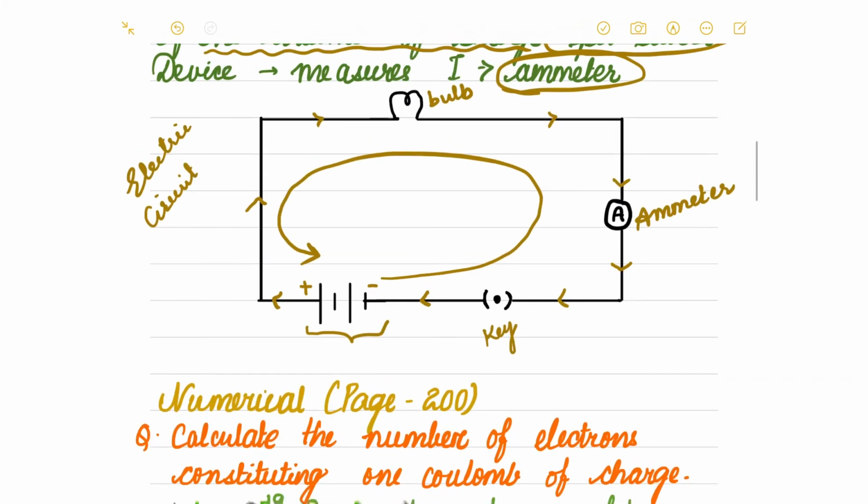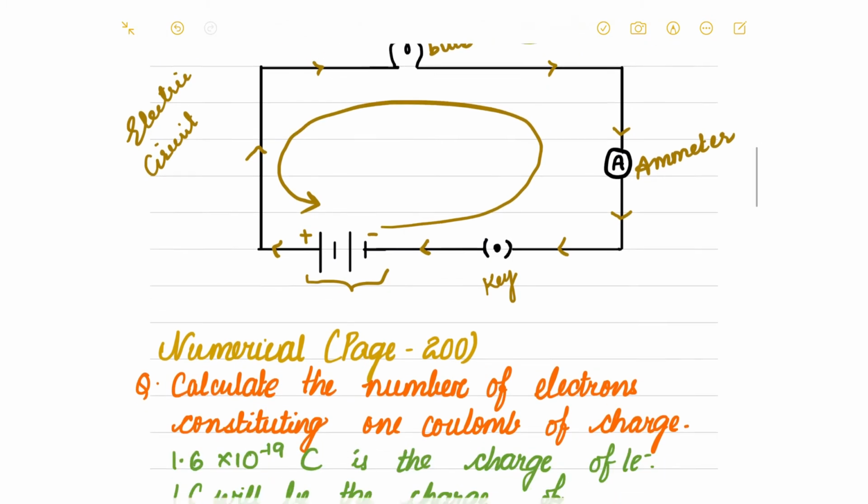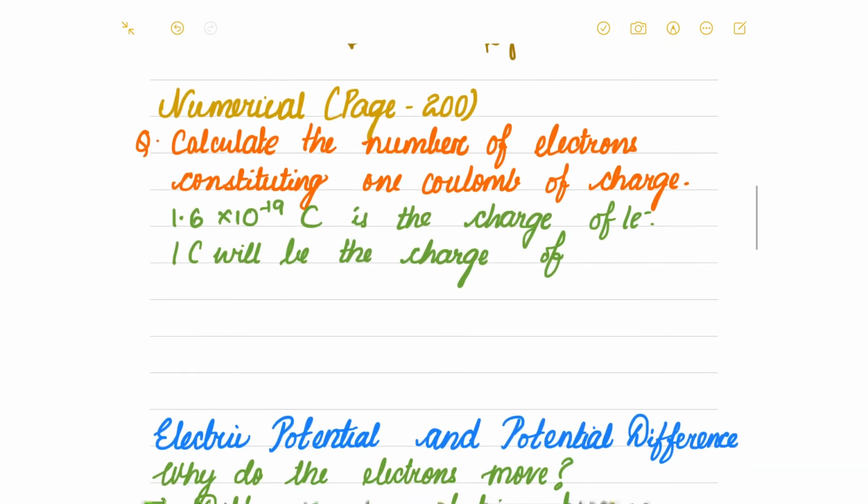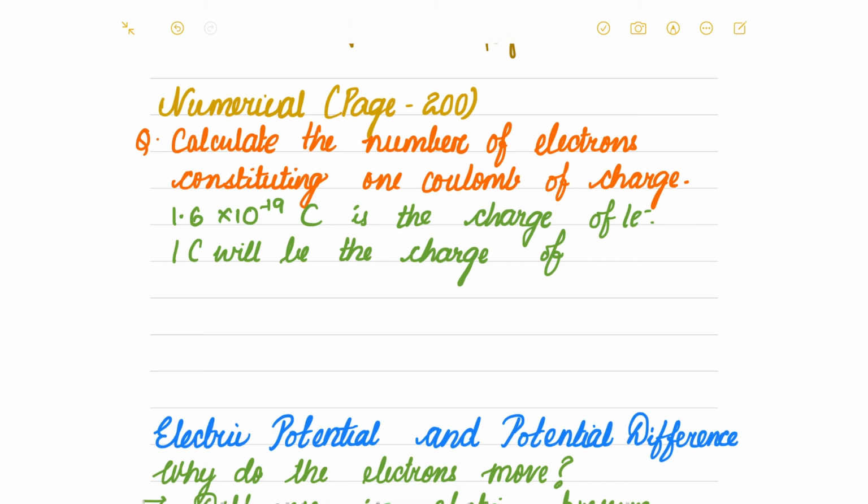So this was all about electric current and circuit. Now let us try to solve a numerical given on page 200 of the NCERT book. Here we have been asked to calculate the number of electrons constituting 1 coulomb of charge. We already know that 1 electron has a charge of 1.6 into 10 to the power minus 19 coulomb.